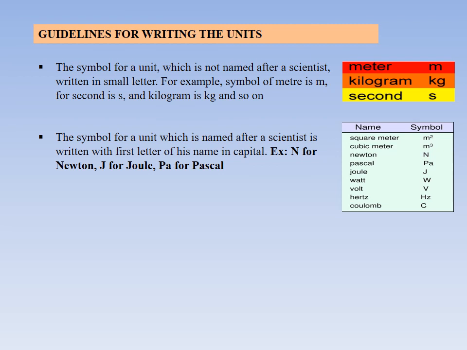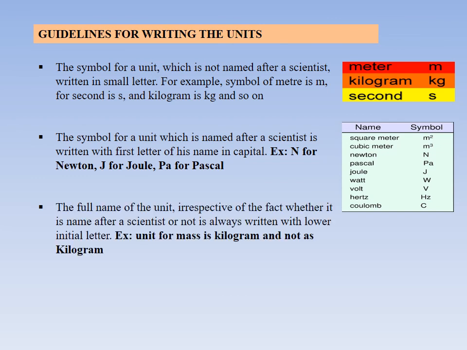An exception here is that although liter, the unit of volume, is not named after a scientist, sometimes its symbol is written as capital L instead of small l. The full name of a unit, irrespective of whether it is named after a scientist or not, is always written with a lower-case initial. Example, the unit for mass is written as kilogram and not with a capital K. The unit of length is written as meter and not with a capital M.